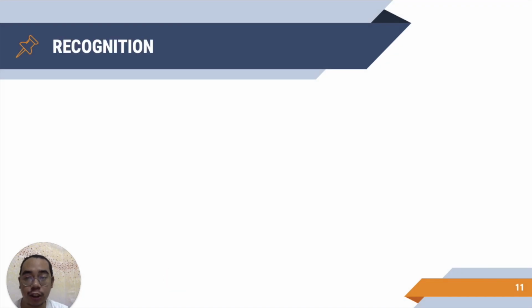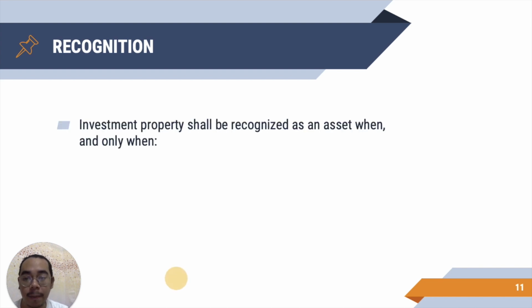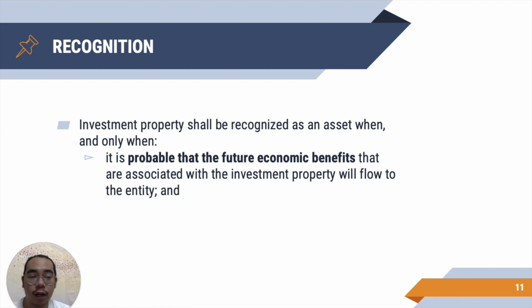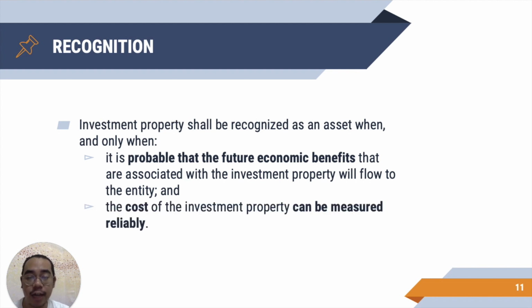Now, let's move on to the recognition criteria for investment property in accordance with PAS 40. So, investment property shall be recognized as an asset when and only when it is probable that the future economic benefits that are associated with the investment property will flow to the entity and the cost can be measured reliably. So this is very staple, no? So nakita na natin to sa ibang mga standards or sa ibang mga assets. This is the recognition criteria. Probable yung future economic benefits and yung cost can be measured reliably.